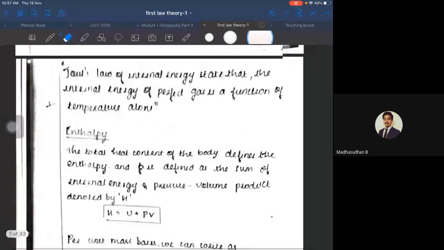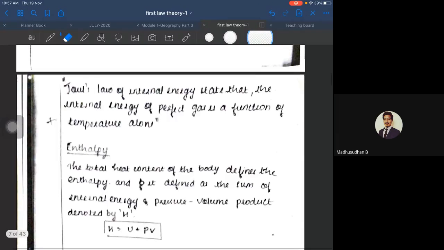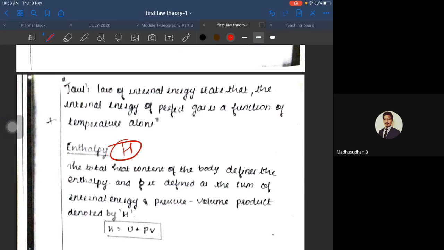And what do you mean by enthalpy? Enthalpy is the total heat content of the system. You already learned this definition, I guess, in module 1. I have taught you, right? I have discussed enthalpy in the first module, right? Yes or no?